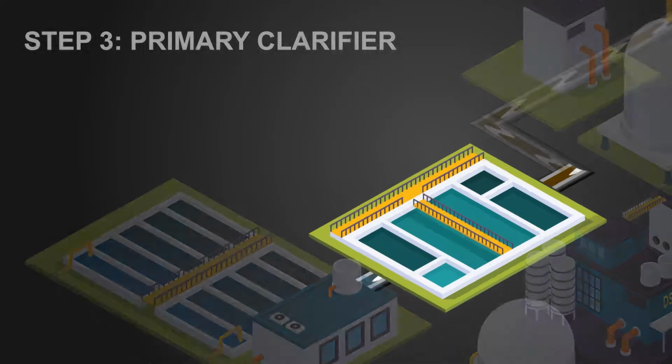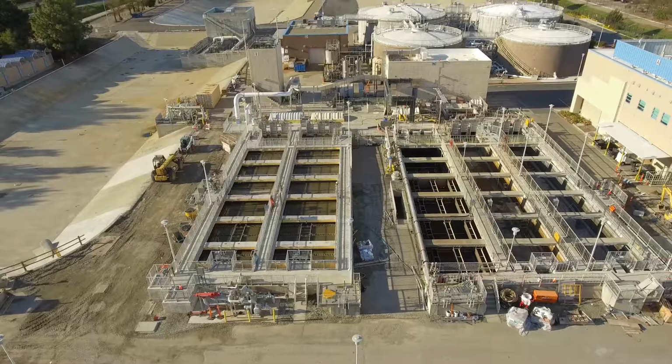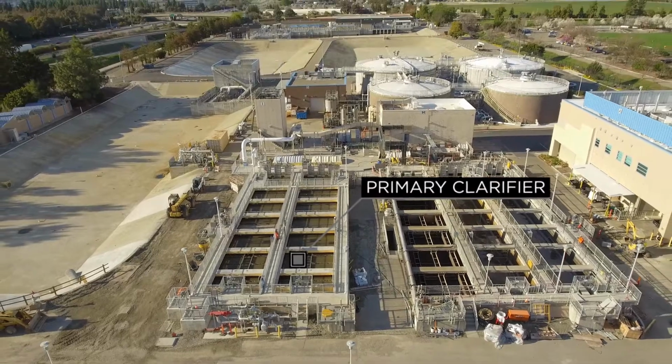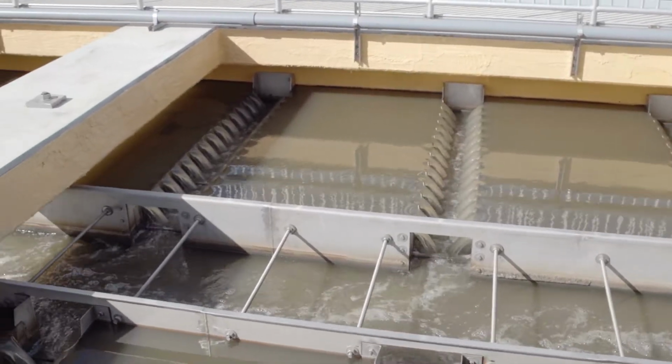Then the next step is to separate the liquid wastewater from the solid wastewater in our primary clarifiers. And we do that in a settling tank that allows the heavier material to settle to the bottom, and then the liquids flow over the top of those tanks.